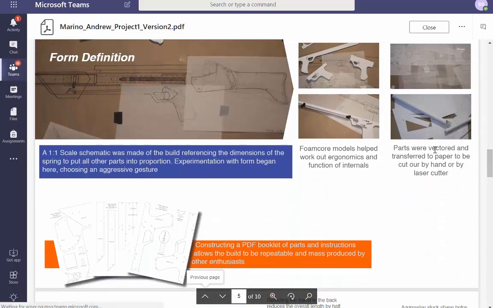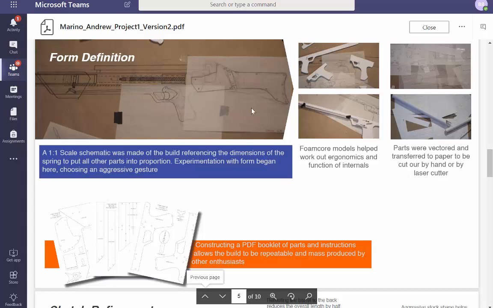All right, form definition. The first thing that I look at is here, typically highest contrast, and you got like this white on black on pop color. Constructing a PDF booklet and parts of instructions allow the build to be repeatable and mass produced by other enthusiasts. I like if you've done this. It's just hard for me to appreciate it presented in this form. I'd rather see a sequence of use.